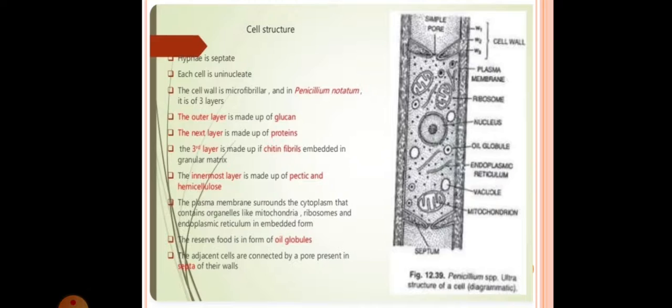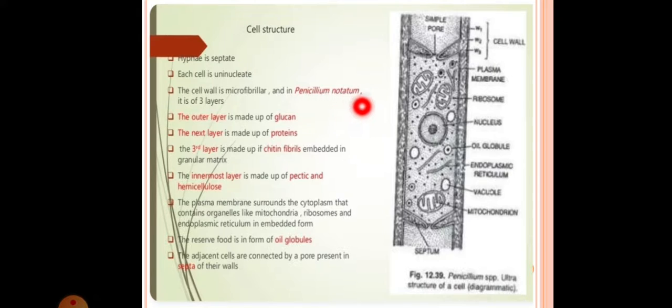So here we'll see the cell structure. The hyphae is septate just because it has the septum wall. So that's why it is septate. Each cell is uninucleate, meaning each single cell, from this to this, has a single nucleus. So it is known as uninucleate. The cell wall is microfibrillar.